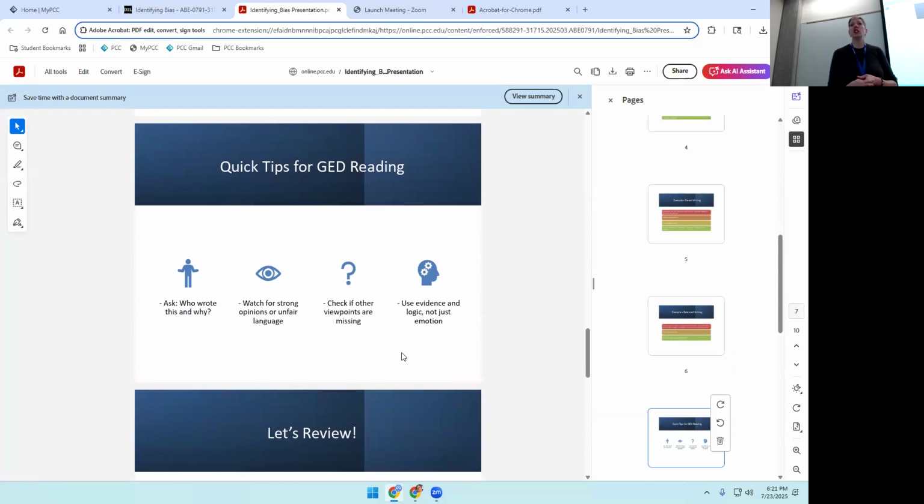Okay. For the GED, we always want to be looking at who wrote it and why. So when you read an article, we want to know what perspective this is coming from. Is it somebody that was there? Is it somebody that has a particular vested interest in why they say it? And then we're looking for those particular words that are strong opinions, unfair language, and are missing other viewpoints. So if they're always pushing one side, or it's a strongly worded piece about a particular viewpoint and you don't have a balance, then we've got some bias.